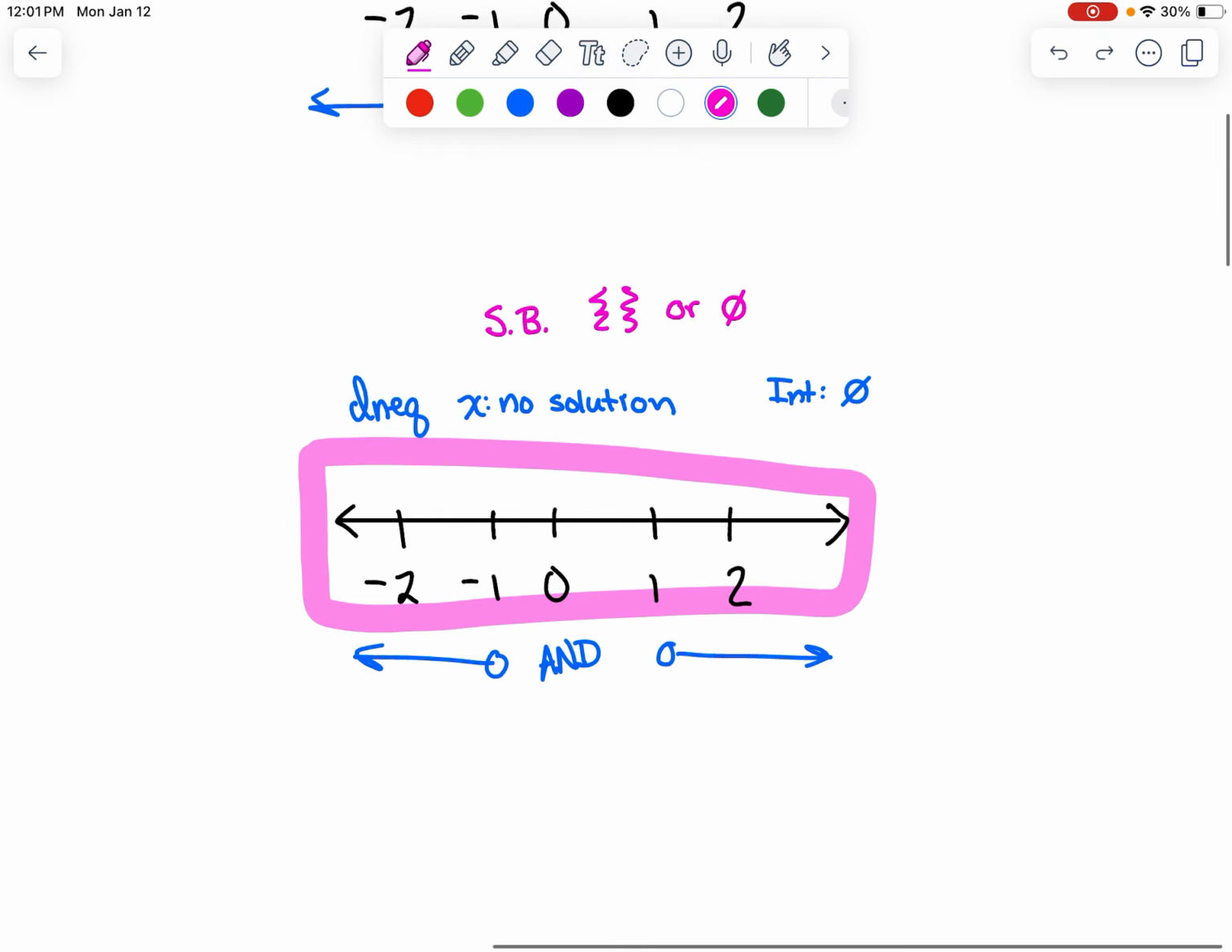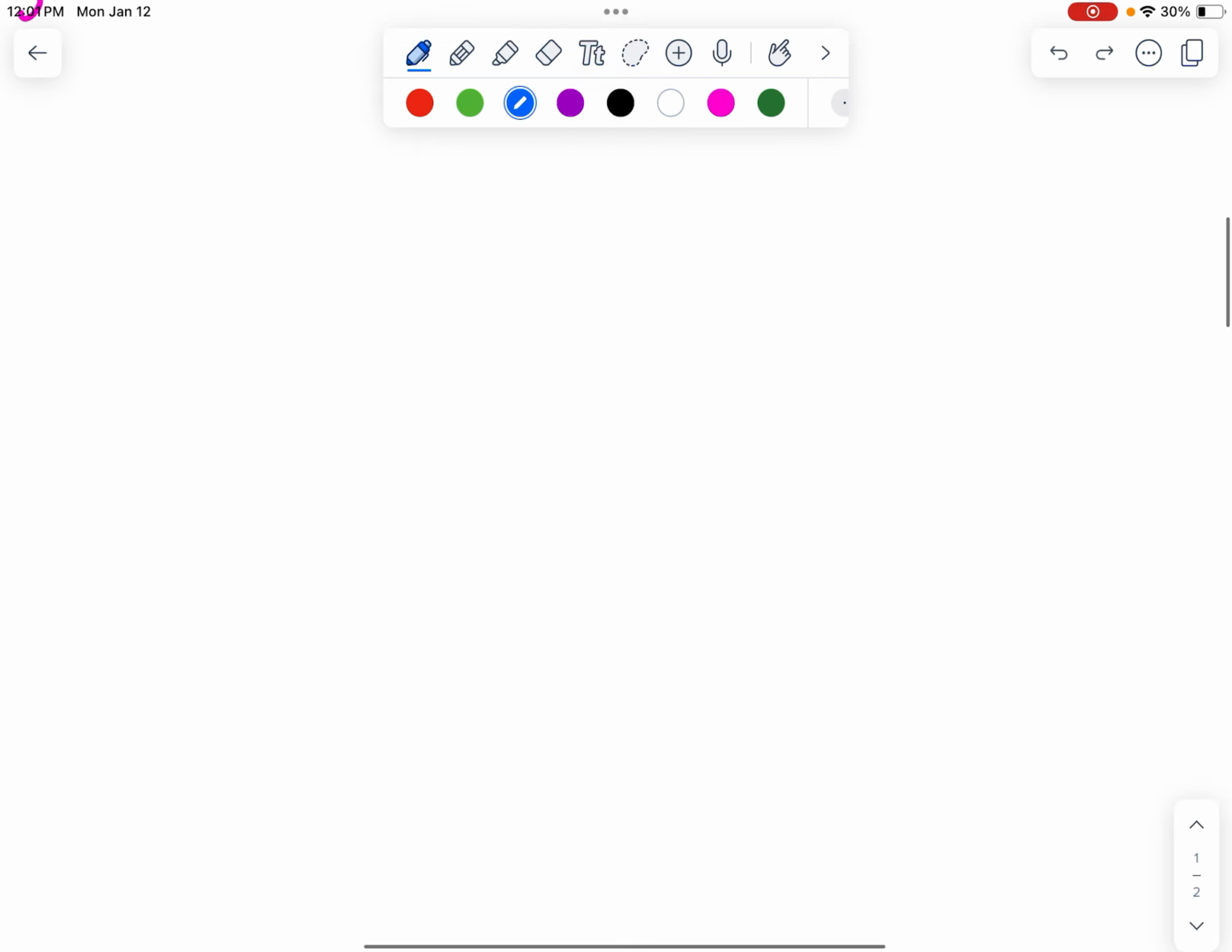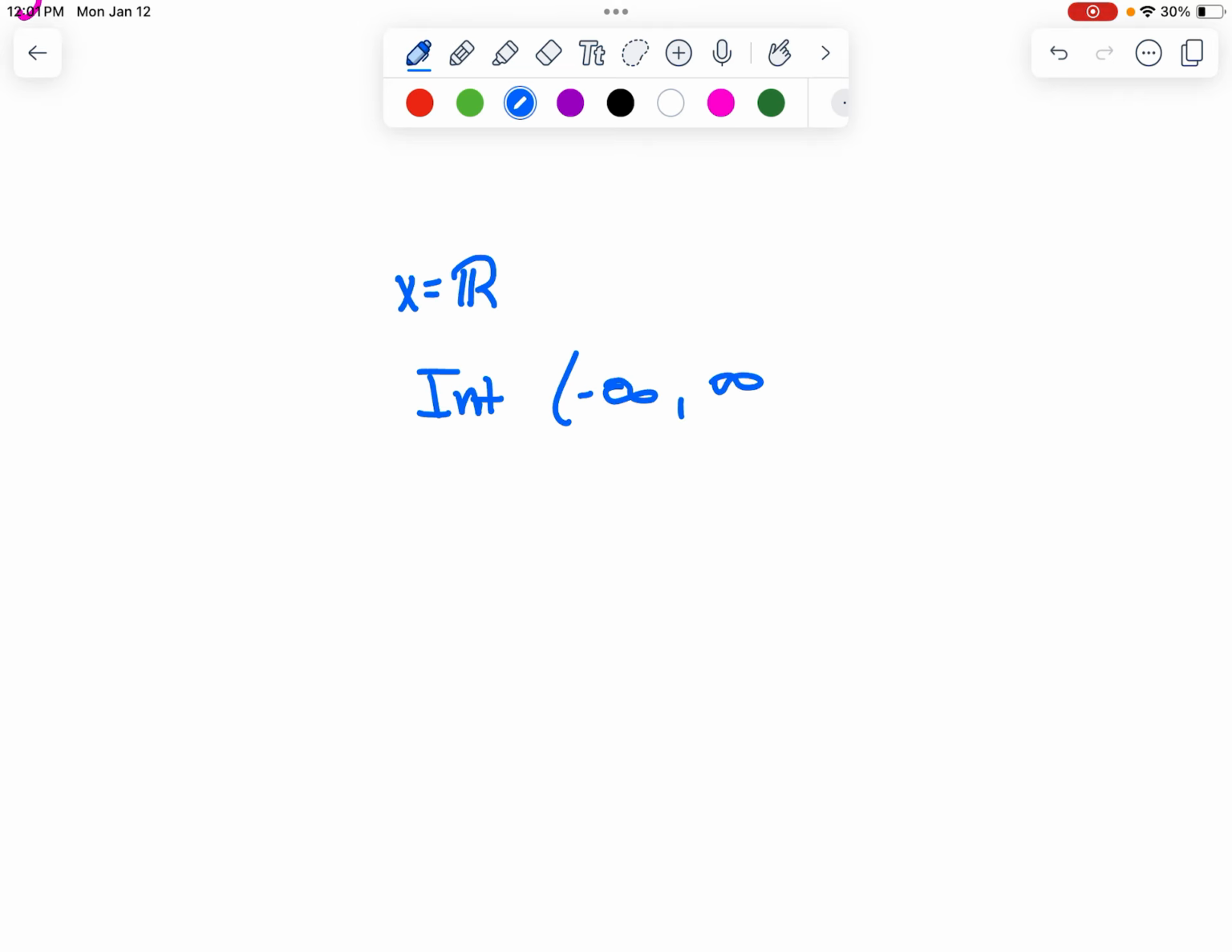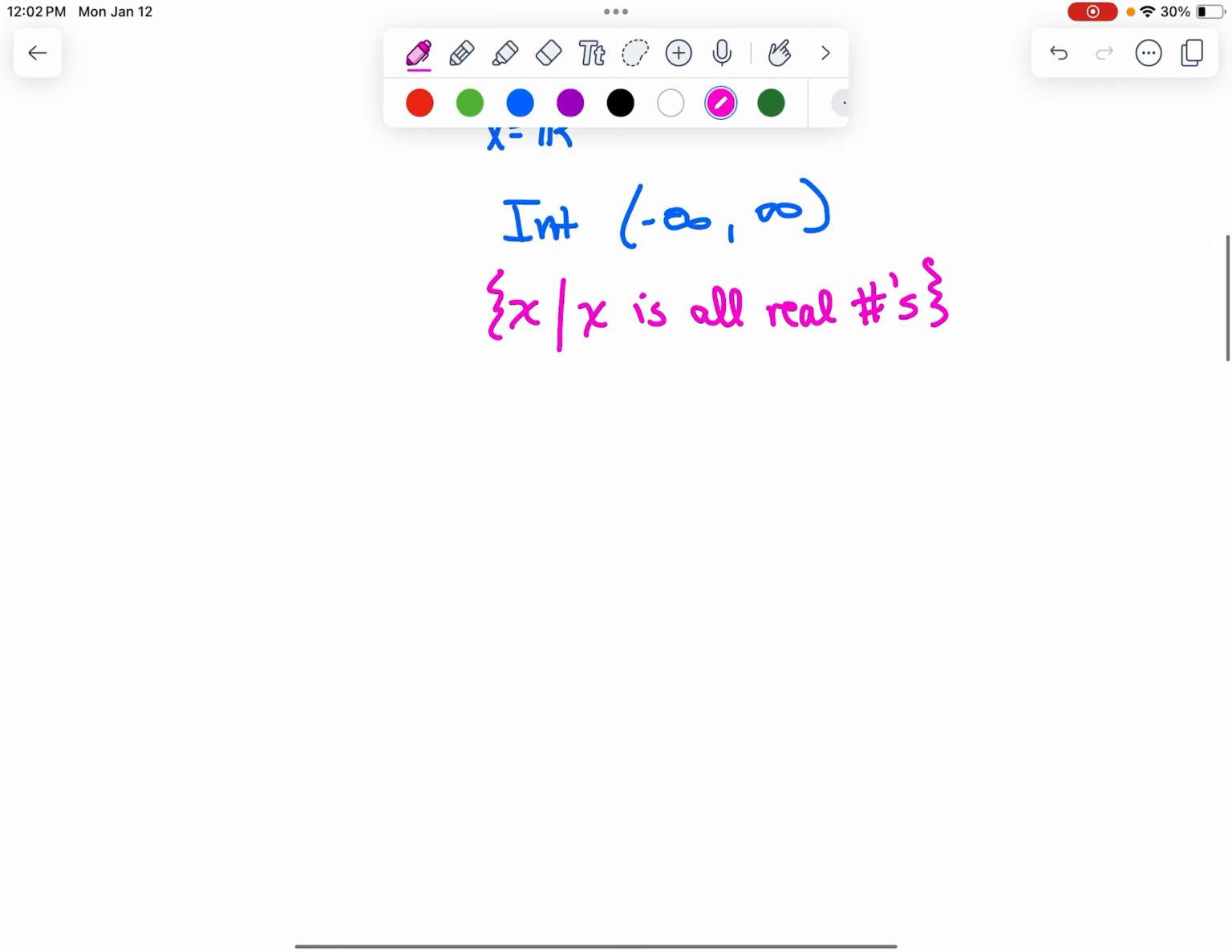The only one I didn't do is all real numbers. Let's say that the answer is all real numbers. So let's say you get x is all real numbers. In interval notation, that's going to be -infinity to positive infinity. And in set builder notation, you would have x, and you would just tell me x is all real numbers. And you're more than welcome to use that abbreviation for all real numbers. All right, I hope that was helpful.